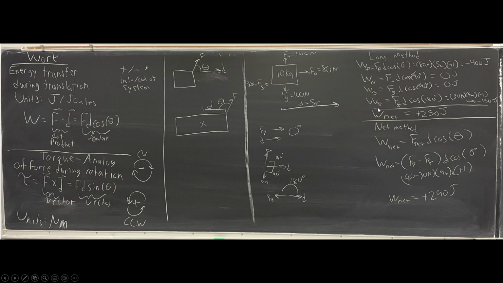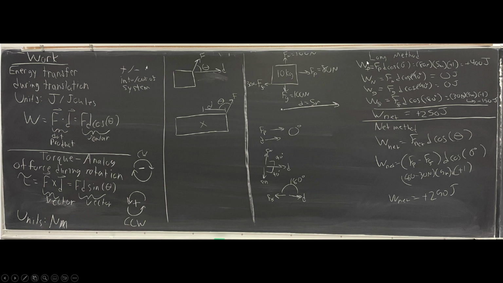Now we have the work of our force of friction, W sub f. That equals our force of friction times our distance times cosine of the angle between them, which we're going to use 180 degrees. That comes out to 30 newtons for our force of friction, 5 meters for our distance, and then negative 1 for cosine of 180 degrees. So that all comes out to negative 150 joules.